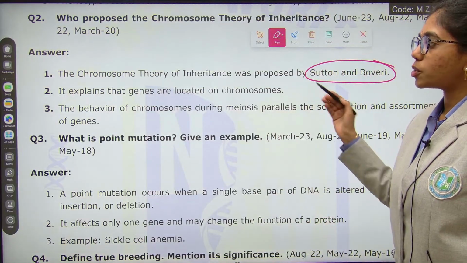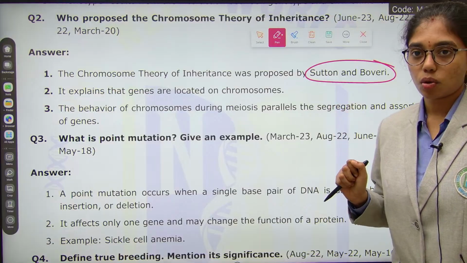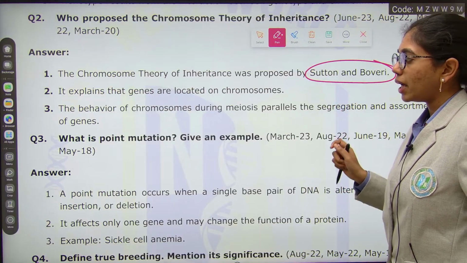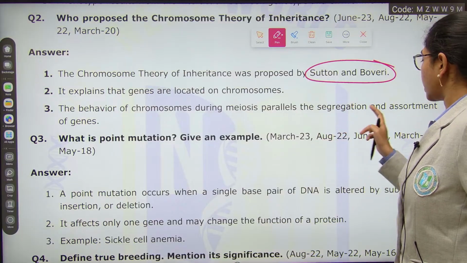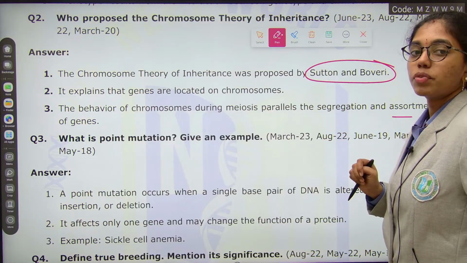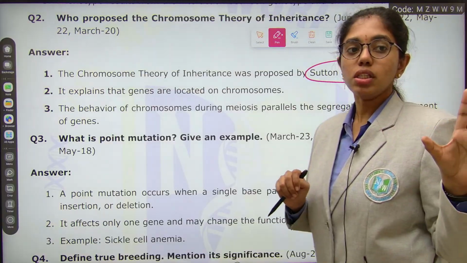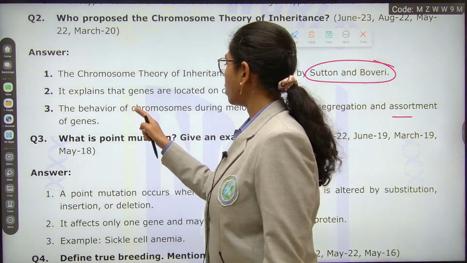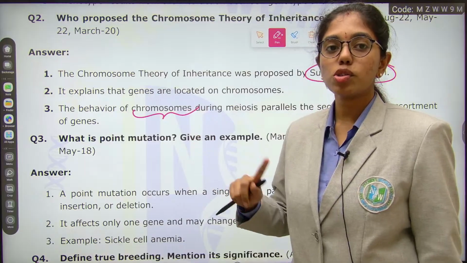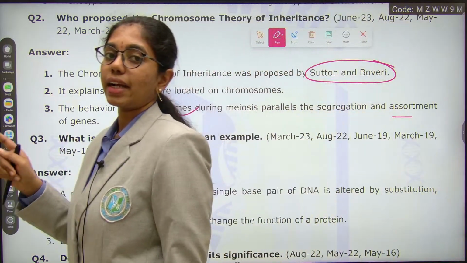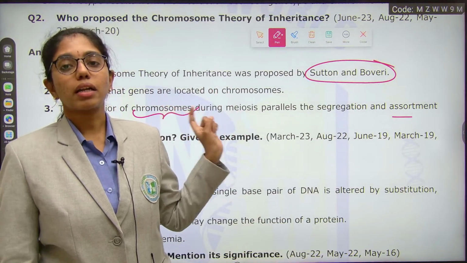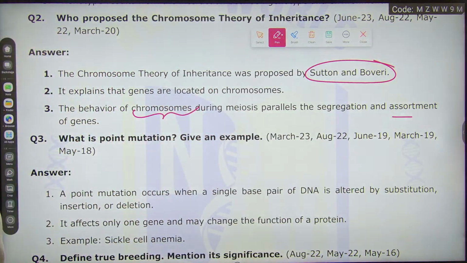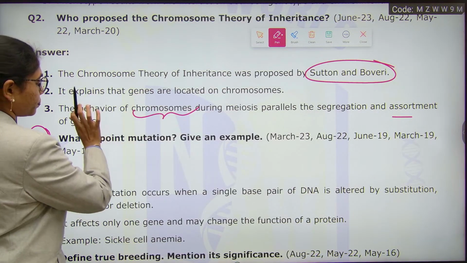This explains that genes are located on the chromosomes, and the behavior of chromosomes during meiosis parallels the segregation and assortment of the genes. The segregation of genes moves in parallel with chromosomes. This coincidence of chromosomal behavior with gene segregation was finalized by Sutton and Boveri in the chromosomal theory of inheritance.